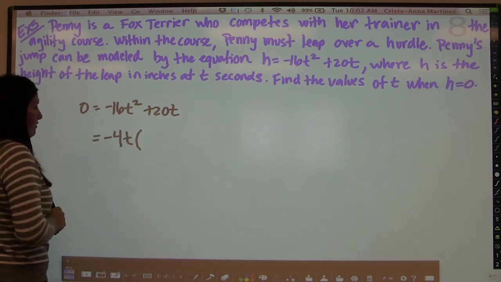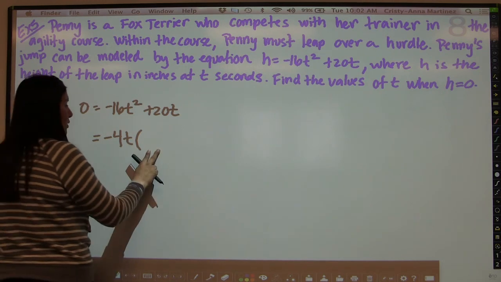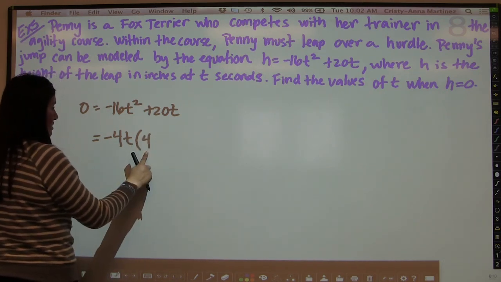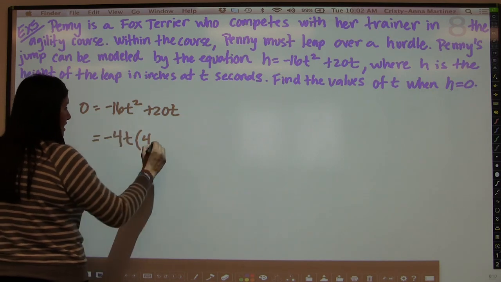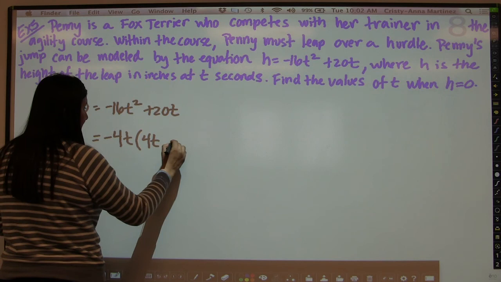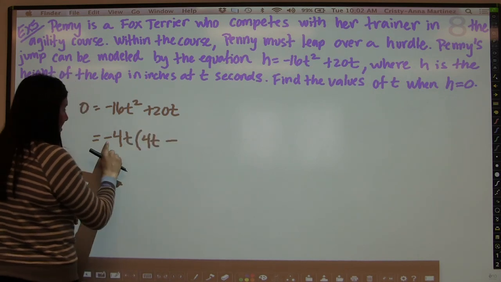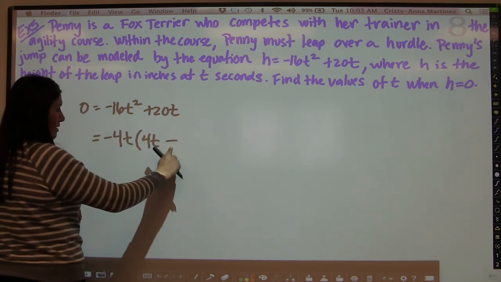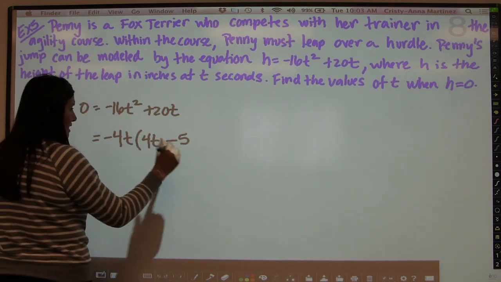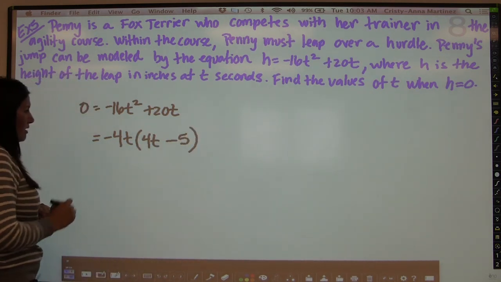So I take out negative 4t, and then what needs to go here in the parentheses is another 4, because negative 4 times positive 4 is negative 16, and you need another t, so you can have t times t is t squared. Then we're going to put a minus here. Even though this is a plus, we want this negative and this negative to multiply to get a positive. And then we want a 5, because 4 times 5 is 20. And there you go. It's equal to 0.